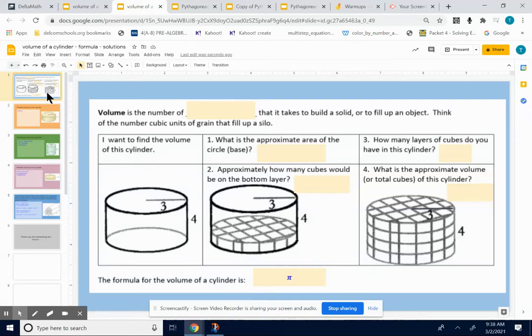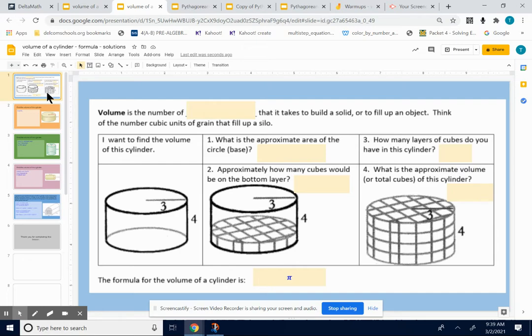Okay, this video is to help you with the slide lesson over volume of a cylinder. If you're home quarantined, hopefully this will help you get started and to complete this. We're going to look at volume of a cylinder, and we're going to use a formula.